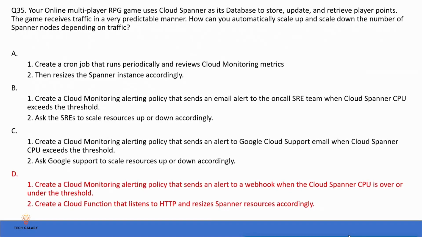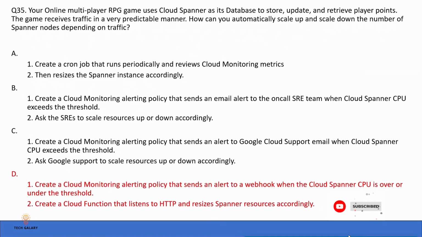Now let's take a look at option B. Create a cloud monitoring alerting policy that sends an email alert to the on-call SRE team when Cloud Spanner CPU exceeds the threshold. Ask the SREs to scale resources up or down accordingly. This option is not correct because here we have to involve the SRE team, which increases the manual effort required in scaling up and down. And since this process is repeatable, it should be automated.